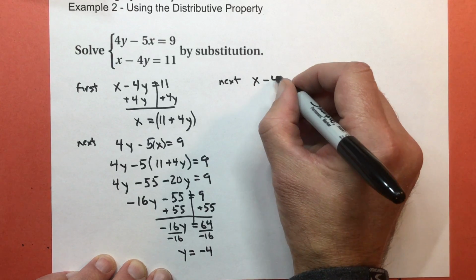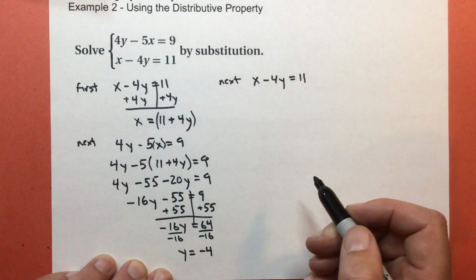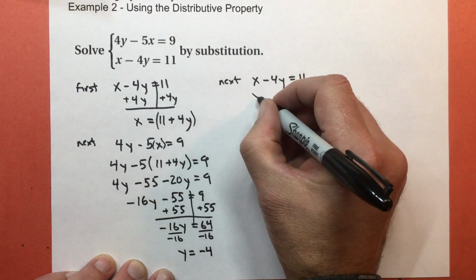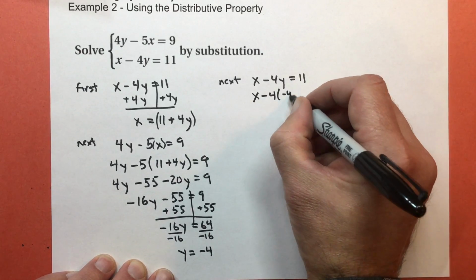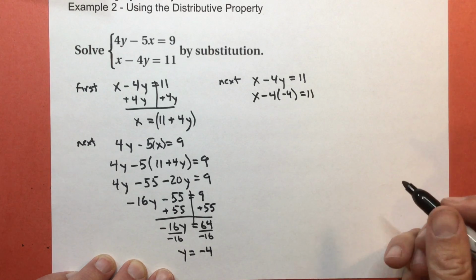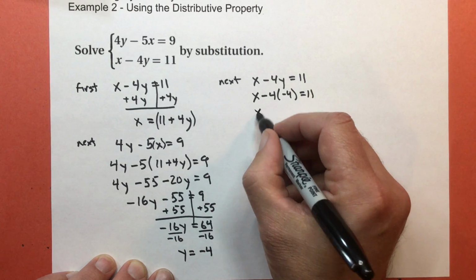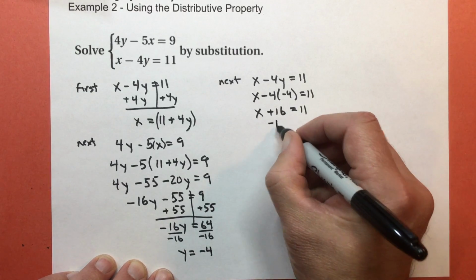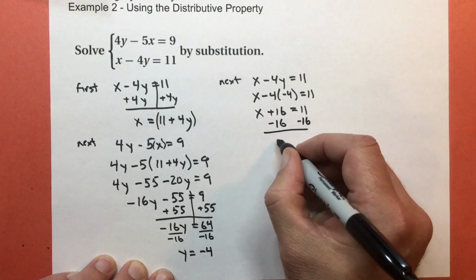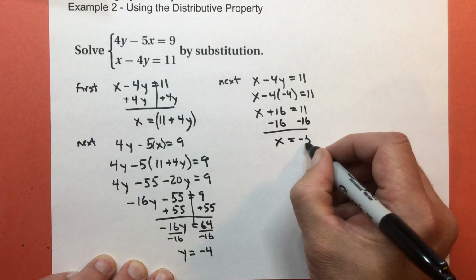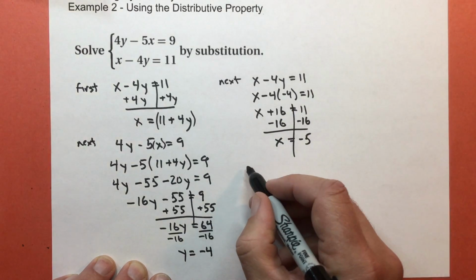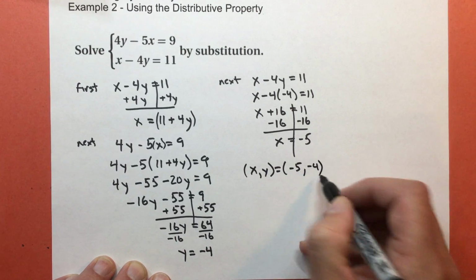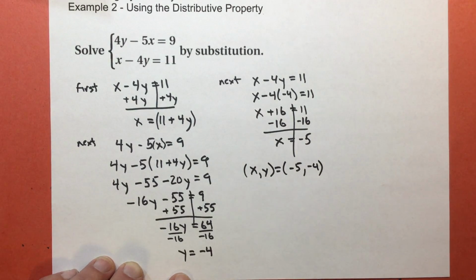go with x subtract 4y equals 11. So start with the same one I started with, not that one, that one. And my y equals -4, so I get x subtract 4 times -4 equals 11. -4 times -4 is positive 16. I'm going to subtract 16 from both sides, and I get x equals -5. So it looks like my solution, x, y, is going to be -5, -4. But I don't know if that's true. So I'm going to do my check.